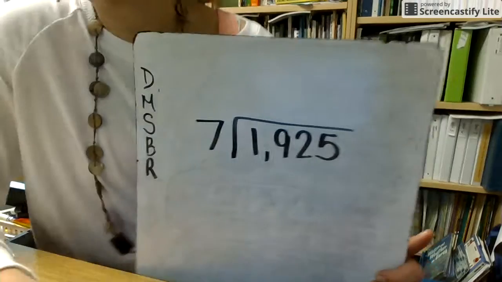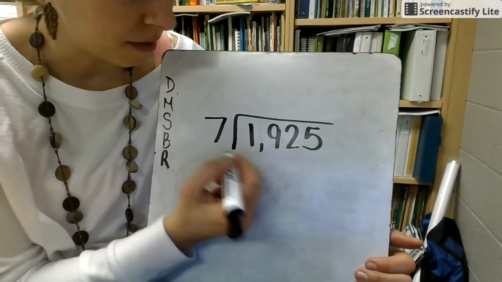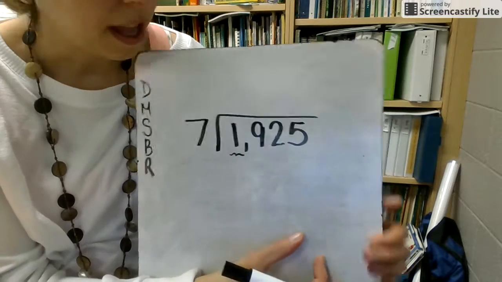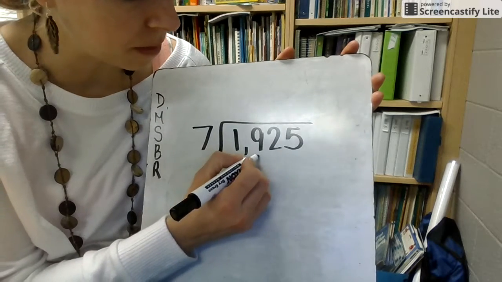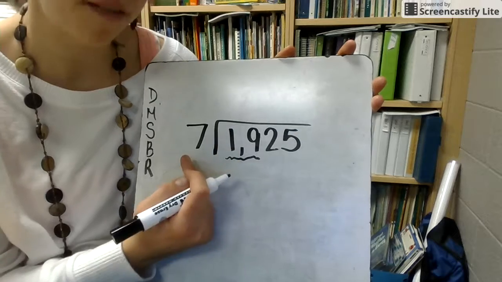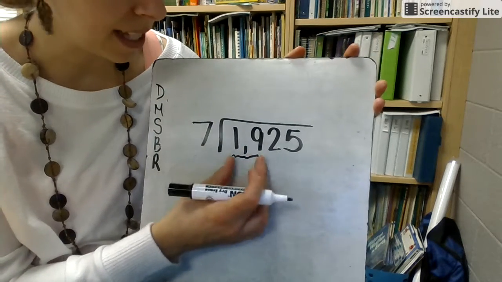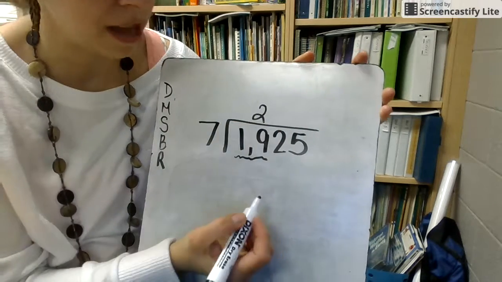Okay, so we have 1,925 divided by 7. Same thing that's happened all day today so far is we can't do 1 divided by 7 and get a whole number. I'm going to go all the way over to my hundreds place, and I'm going to say 19. Now, 19 divided by 7 we can do. 7 goes into 19 2 whole times.